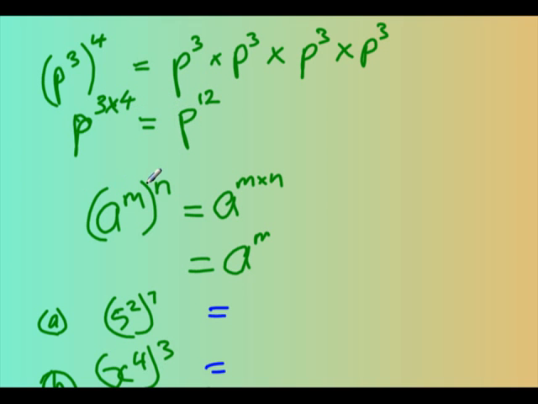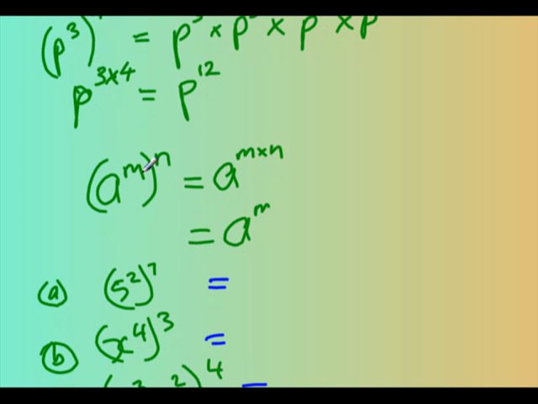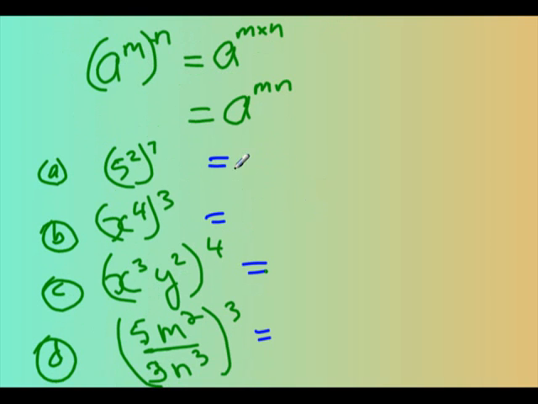So therefore, we can generalize this: when we raise a quantity, the base a to the power m, to a power n, we simply multiply the powers, m times n. Hopefully that was understandable. And m times n can be written as mn. Okay, so let's look at these and see if we can solve them.